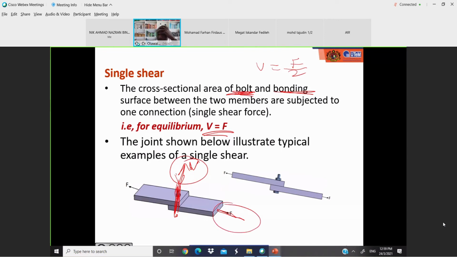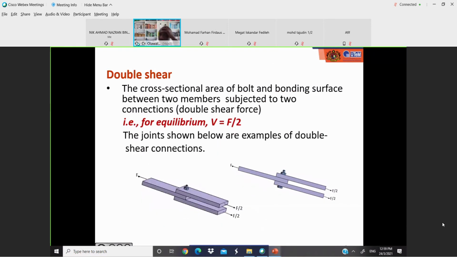But when you come to this here, how many bolts do you have here? You have one bolt, right?